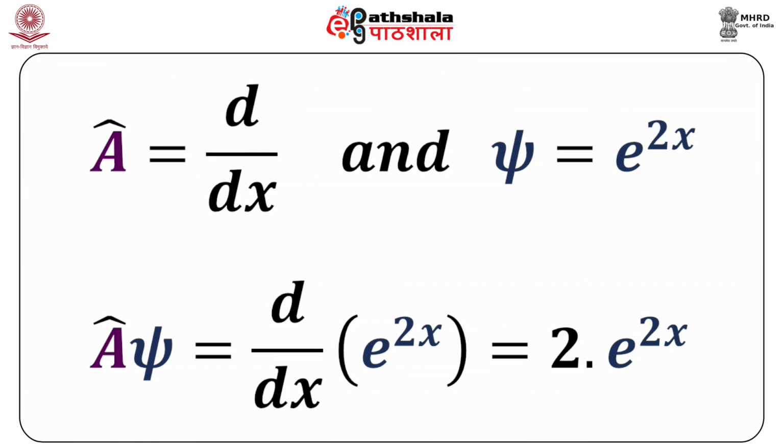Let's take example 4, which is shown here. Here the operator is d by dx, but the corresponding function is an exponential function, e to the power 2x. And here you can see again that the eigenvalue equation is satisfied. The function e to the power 2x is reproduced with a constant value of 2.